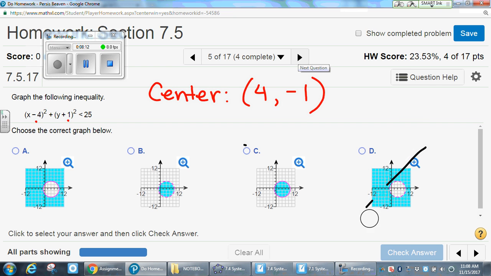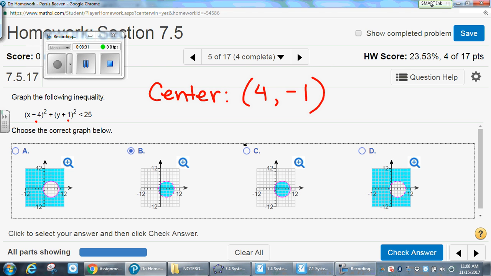So solid or dash? In my case, it will be dash. And I want less than, so I want what's inside the circle. Less than will be below, so think about circles that are below that size, smaller circles. In my case, it is B.